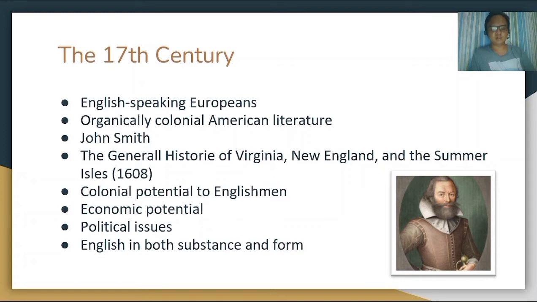Initially, English-speaking authors who thought and wrote in an English manner produced colonial American literature organically. The founding of American literature is attributed to John Smith, a soldier of fortune. His most notable works were The General History of Virginia, New England, and the Summer Isles, and A True Relation of Virginia. These books were ostensibly meant to explain colonial potential to Englishmen, even though they frequently exalted their creator.